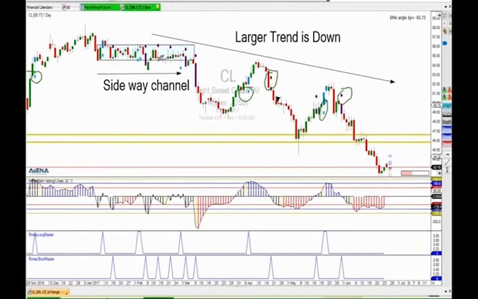Now, we talk about a sideways channel. This is a daily chart, by the way. Listen, a position trader cannot trade this. It's too tough. Absolutely, too tough. One of the things, here it says Rhymes Shortmaster. When we see a cluster of our signals, wow, it's telling us the bias is down, the bias is down, the bias is down. And then of course, boom, we went down.